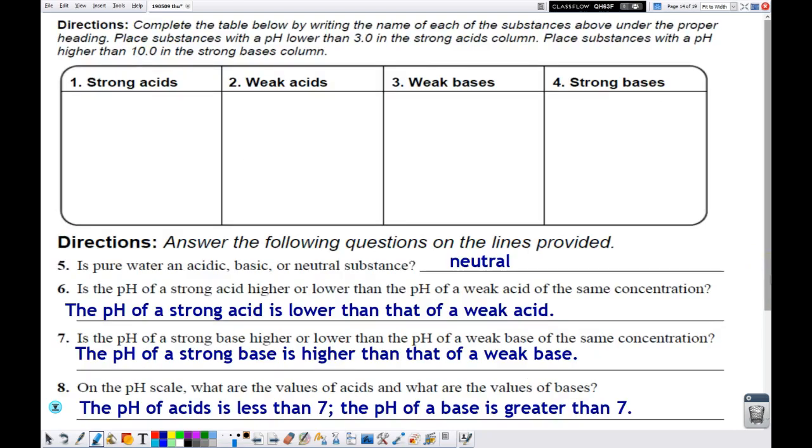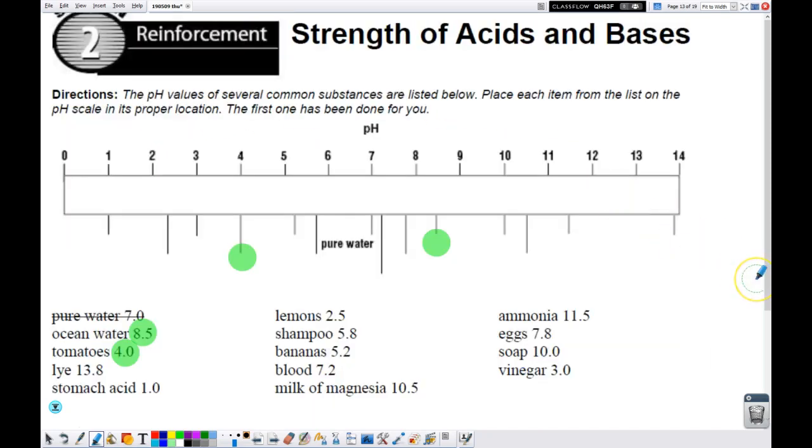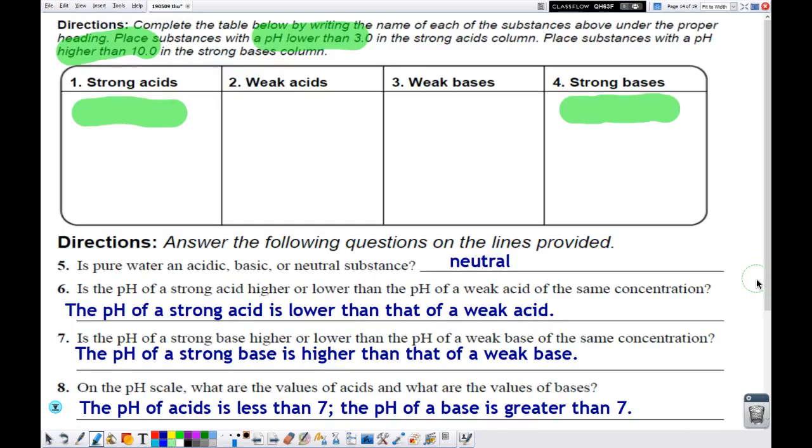In the next portion, you're going to identify things that have a pH of lower than 3. Those are strong acids, and they will go here. And then you're going to put anything with a pH higher than 10, and those are strong bases, and you're going to put those there. And then you're going to write the weak acids here and the weak bases here. Fill out this little table using this diagram that you just completed, and then we will continue.